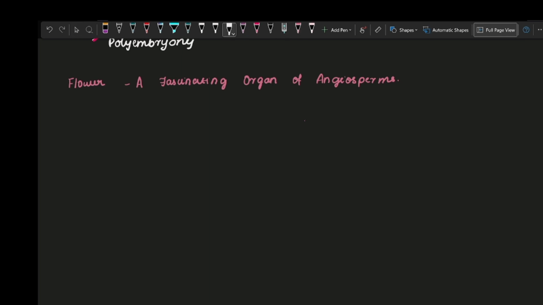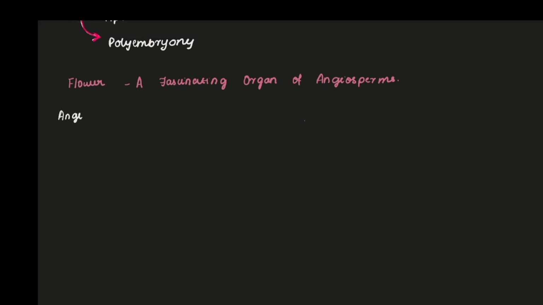Firstly, flower. The whole point is angiosperms. Why are they called angiosperms? Because these are flowering plants, and hence you will call them angiosperms. And what is this flower? Why is it so important? Because this is the literal sex organ, which has the male part or the female part or both. It's that important.